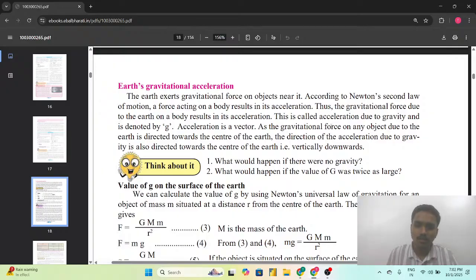As the gravitational force on any object due to the earth is directed towards the center of the earth, the direction of the acceleration due to gravity is also directed towards the center of the earth, that is vertically downward.